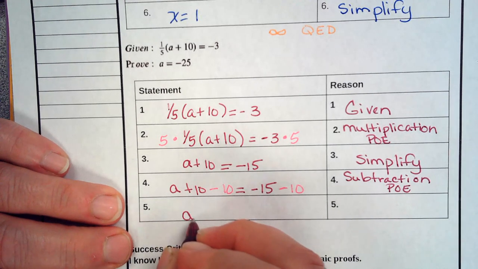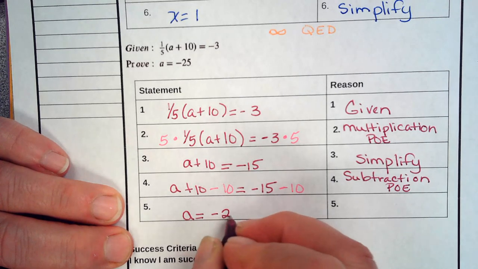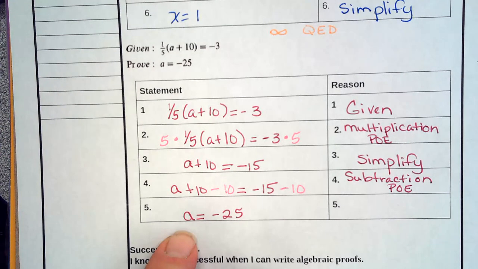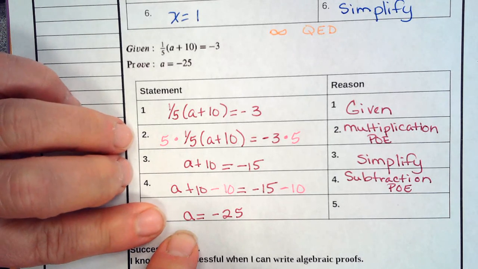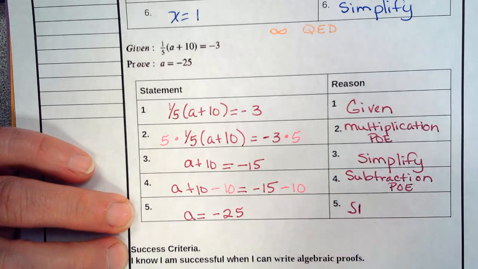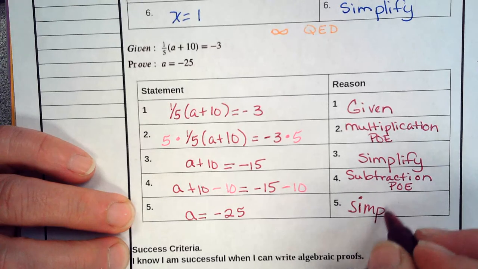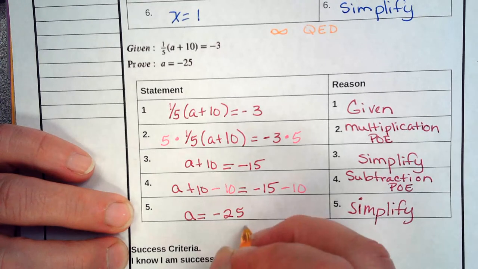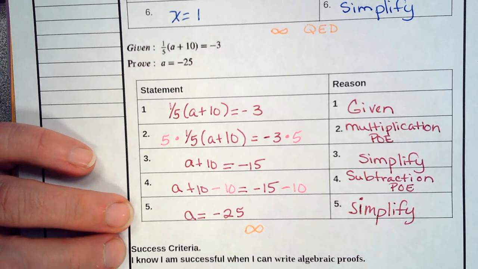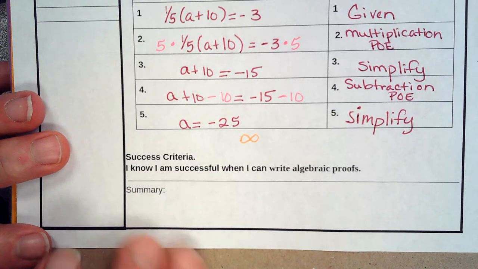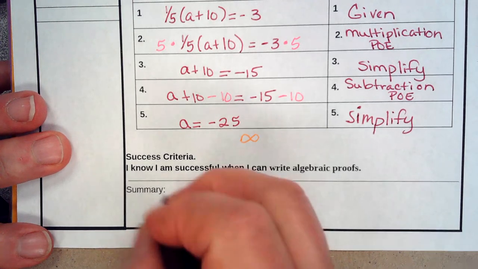So, A is equal to negative 25. I have ended with what I wanted to end with. Why can I say that? How do I go from here to here? Well, it's by simplification. And I am done. I'm going to let my reader know I am done. I like the infinity symbol the best, but that's what I do. Okay, so you know you're successful when you can write algebraic proofs. And this is simply writing algebraic proofs.